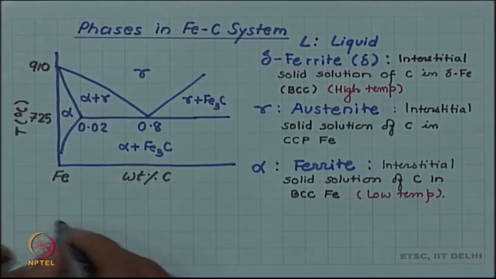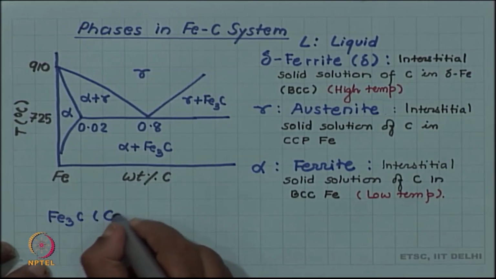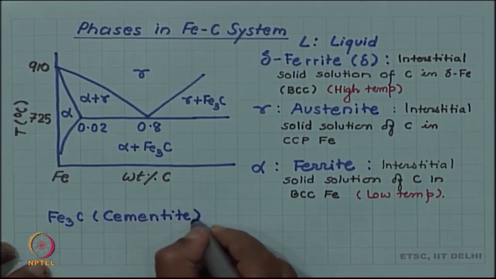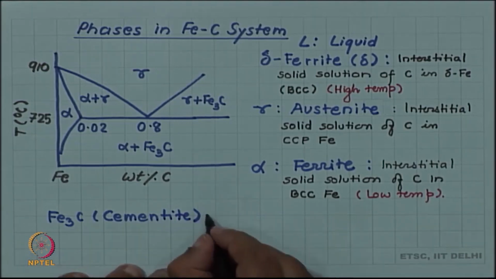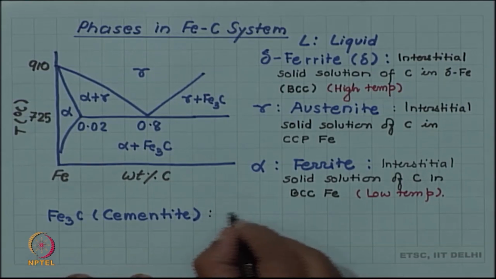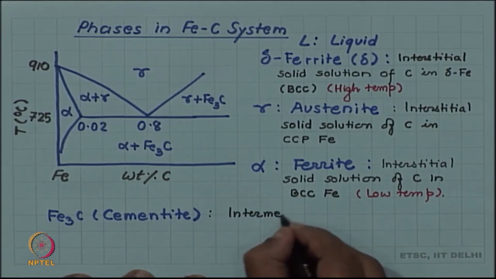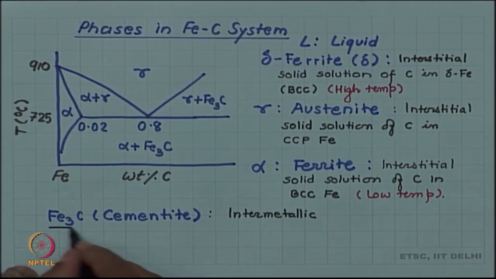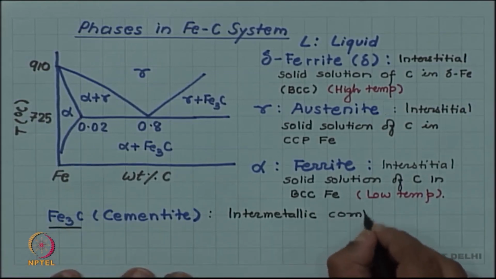And then of course, you have Fe3C, which we call cementite. You have to be familiar with all these, both the symbols and the names. So, Fe3C is called cementite. This is an intermetallic compound. This is not a solid solution because it occurs at a fixed composition, Fe3C.